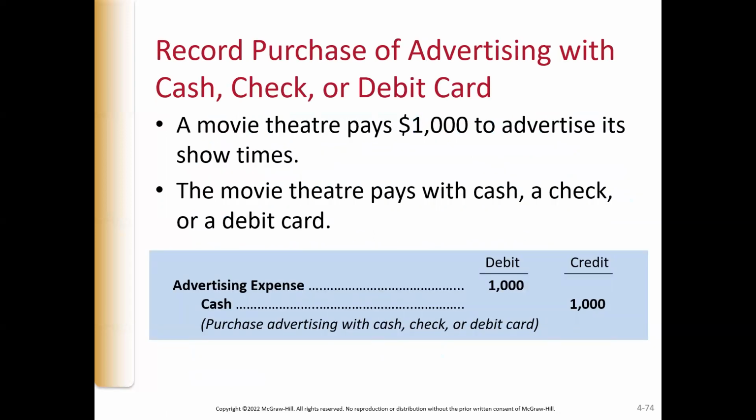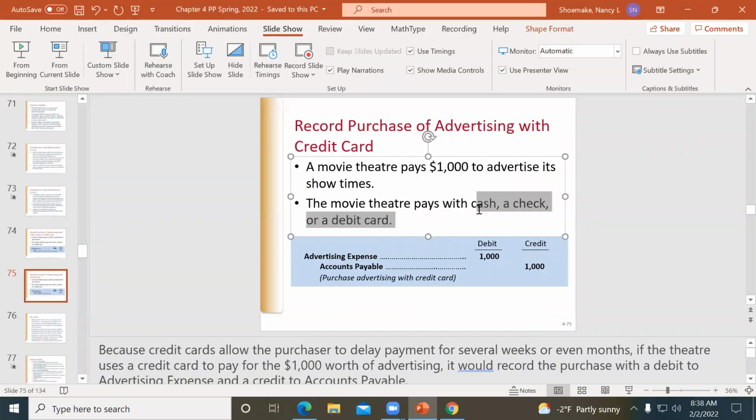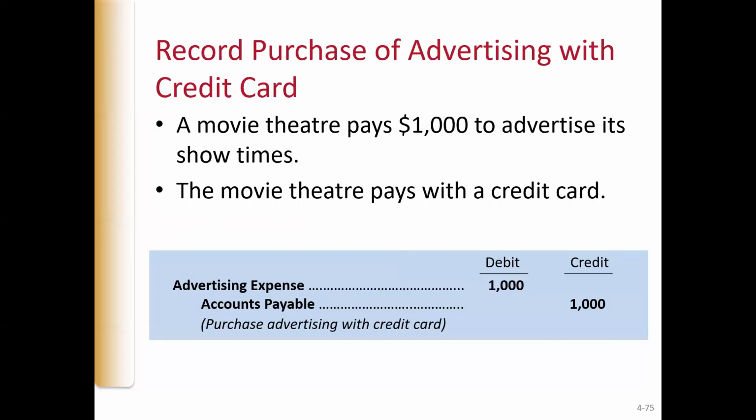So remember, a movie theater pays $1,000 to advertise its showtime. If the movie theater pays with a check, cash, or a debit card, you debit the expense and you credit cash. However, if the movie theater pays that $1,000 with a credit card, you show a credit to accounts payable. Okay, I need to fix this one here. If it's a credit card, then you credit accounts payable, you don't credit cash.